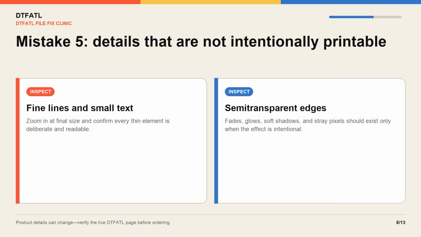DTFATL's live checklist calls out fine lines, small text, and transparent pixels. The question is not whether every design must be solid or bold. The question is whether each delicate element is intentional at final size. Inspect fades, glows, soft shadows, tiny type, and stray pixels against contrasting backgrounds. If you cannot explain the edge, clean it before export.